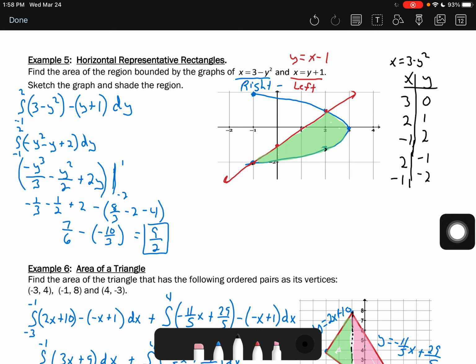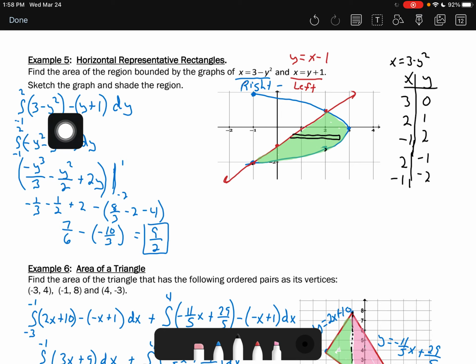Now again, it talked about horizontal representative rectangles. So the distance between these curves is going to be represented this way. Because these are functions written in terms of y, solved for x in terms of y, we're looking at a little different representation here. Instead of thinking top function minus bottom function, as when it's in terms of x, we're thinking the larger function is the one on the right, since our function values are x values now, and we subtract the left function. The right function here is the parabola, and the left function is the line.